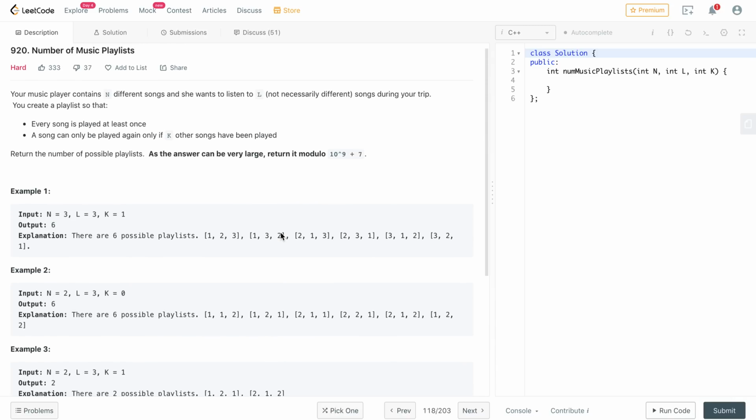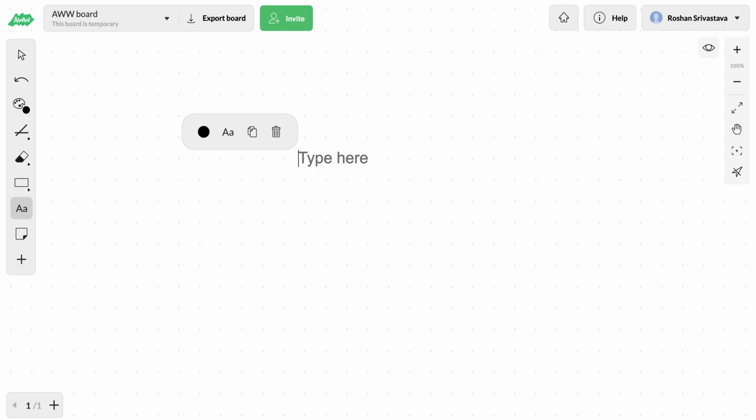As you can see here, it seems like a very mathematical question where we are given three inputs n, l and k, and we need to come up with a formula or at least a function which would give us the number of different ways we can build a playlist with these given conditions. So let's try to build up this formula first. Let's think about what intuition we have, what are the things that we know and what are the things that we want to achieve.